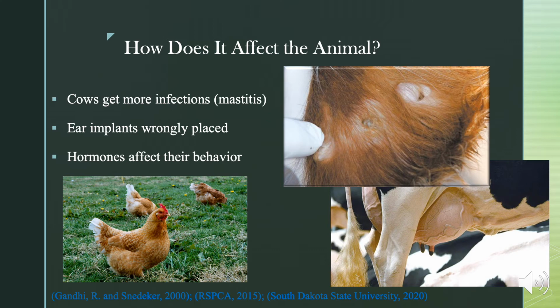Lastly, according to an article on the RSPCA website, these implants can interact with the animal's natural hormones and it can affect the animal's behavior. Right after the implant is placed, the animal can display more aggression, discomfort, or nervousness. So when handling these animals, the farmers could have more trouble and it could get a little bit trickier.